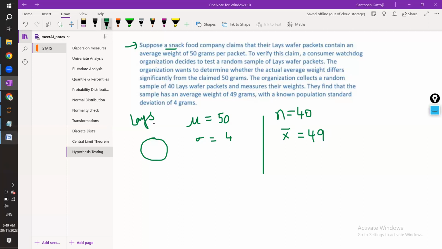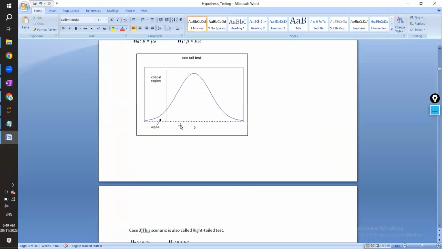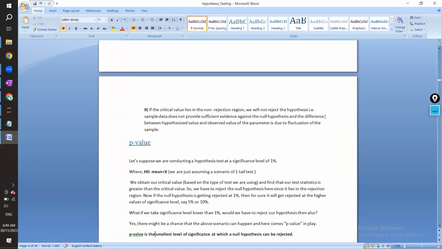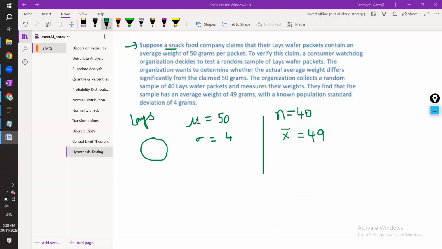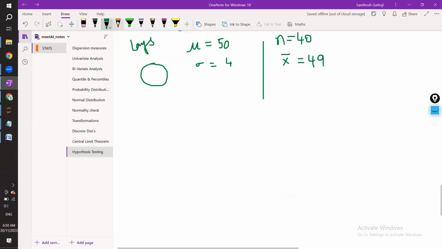Now, if you go to the steps, the first part is to define the null and alternate hypothesis. So what will the null hypothesis say? Mean is 50. Whenever you are having something equating, that will be the null hypothesis. It is saying, hey, the average is 50. Now the alternate will say mean is not equal to 50.